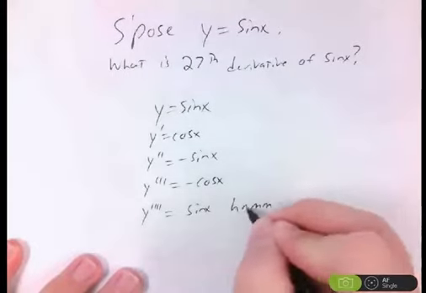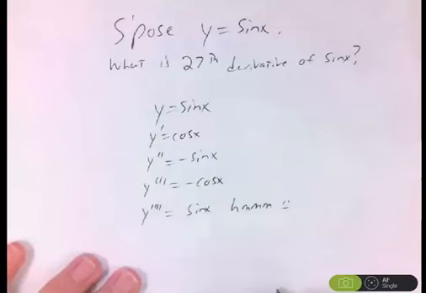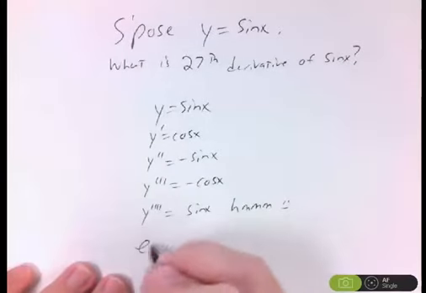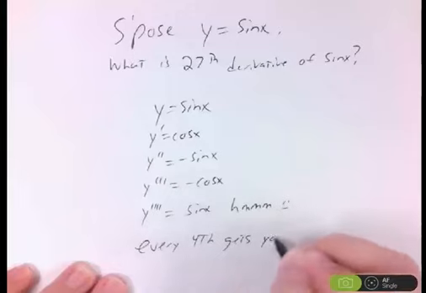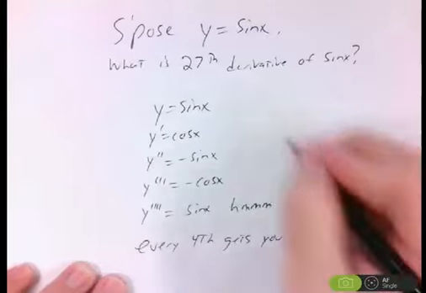Now, it doesn't mean we won't take more derivatives than 2 or 3, but in a situation like this, they're just doing it for the sake of seeing the pattern. So every fourth time you end up back where you started, wherever you happen to start. It's a very cyclical derivative.